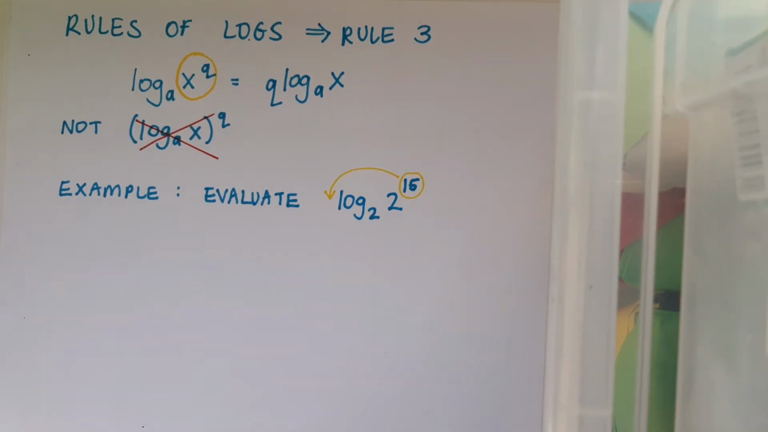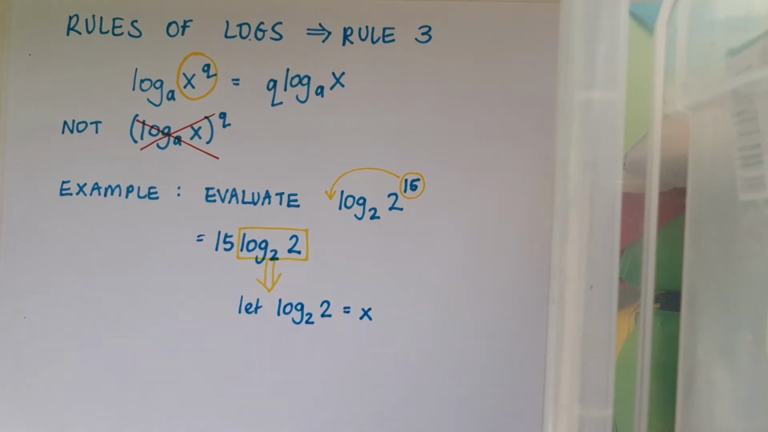So I'm going to be able to bring the 15 in front, and now it's 15 times log to the base 2 of 2. Now I don't have a calculator, so I need to evaluate log to the base 2 of 2 now. I'm going to let log to the base 2 of 2 equal x.